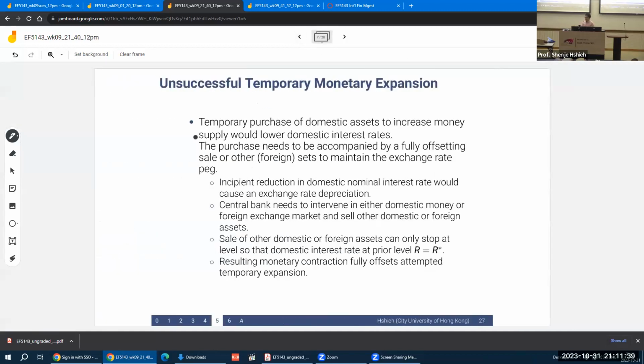So to summarize, suppose you want to do a monetary expansion to affect output. That requires you to purchase domestic assets to increase money supply, which would lower interest rates, and therefore the spot exchange rate must increase. You must have depreciation. But you can't do it, right? Because E changes.